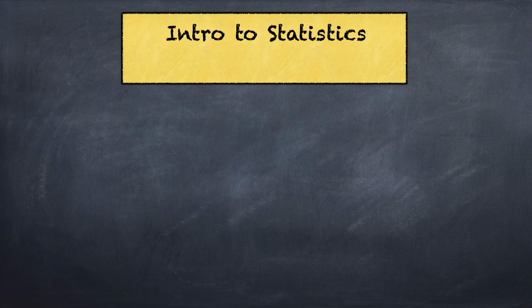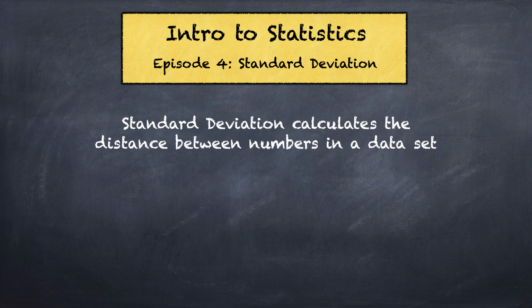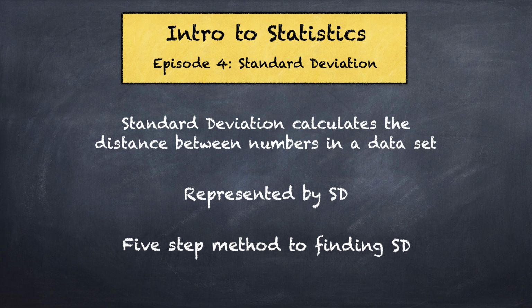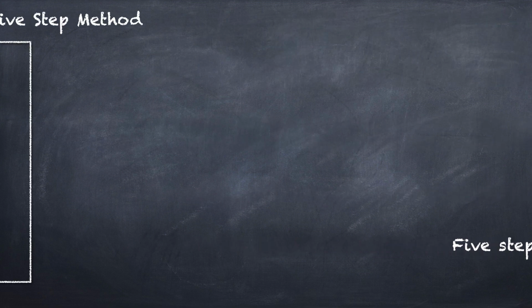Intro to Statistics series. This is the 4th video in the series, and in this video we're going over standard deviation. Standard deviation calculates the distance between numbers in a data set, and we'll have it represented by SD in this video. So rather than going through the super symbol heavy way of finding standard deviation, I like this 5-step method to find standard deviation.